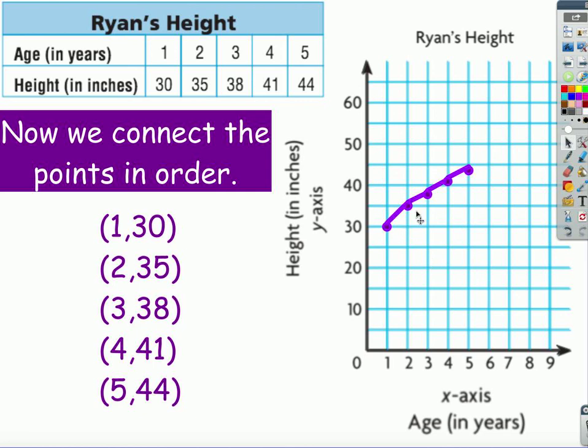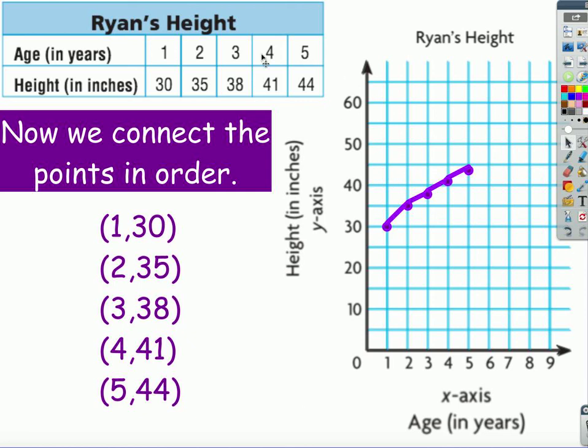If the line graph is increasing, in this case, Ryan would be growing. If it's going the other way, going down, that would mean he's shrinking. And if it's straight across, that means he's not growing at all. So in this case, it looks like he's growing, which most people up until they're 5 years old do.